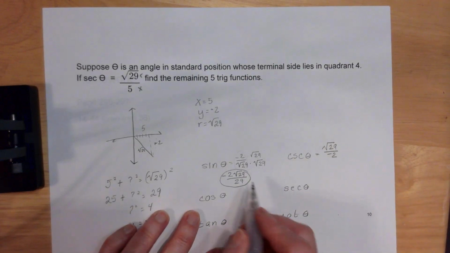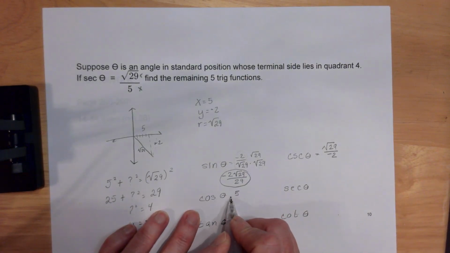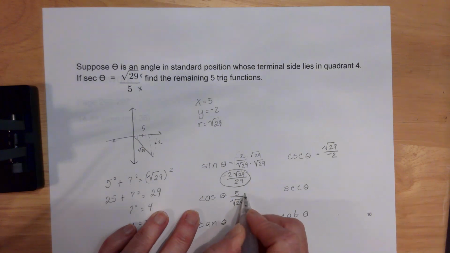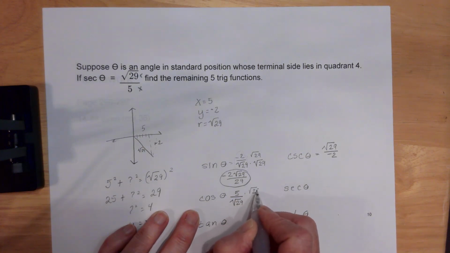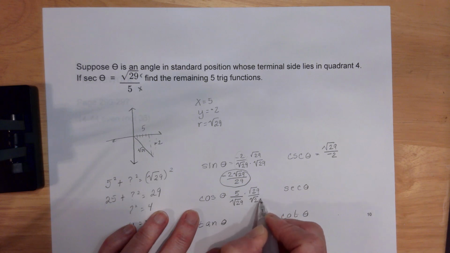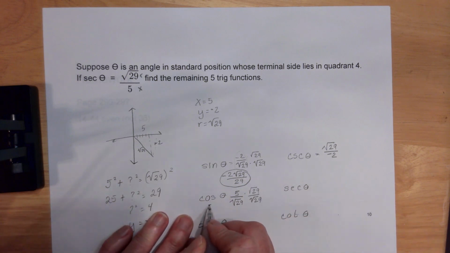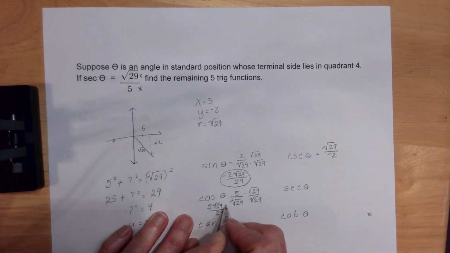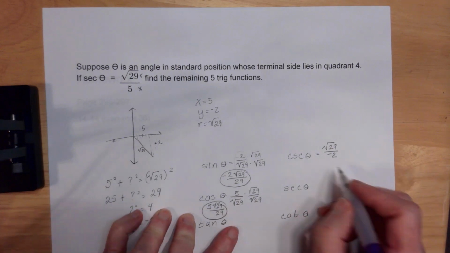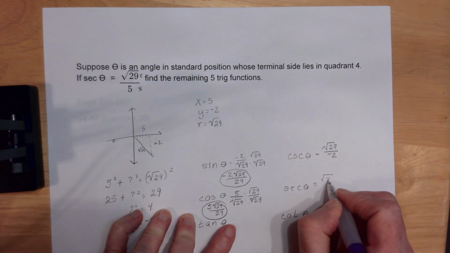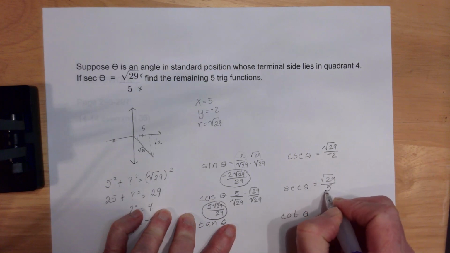Okay, your cosine is 5 over the square root of 29. I have to multiply the top and the bottom by square root of 29. Hope you remember how to do all that. So it's 5 times the square root of 29 over 29. And I'm going to invert that. So it's going to be the square root of 29 over 5.